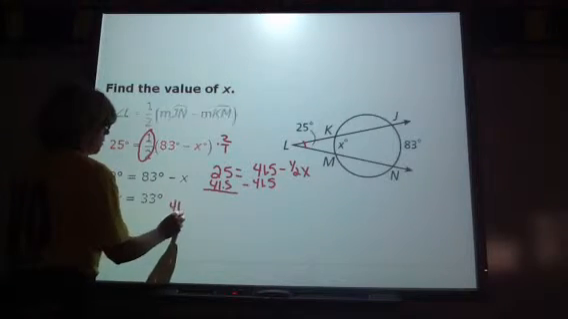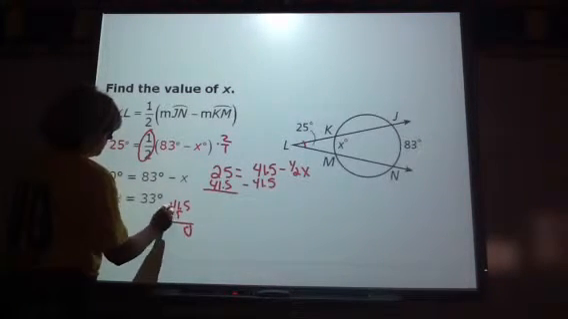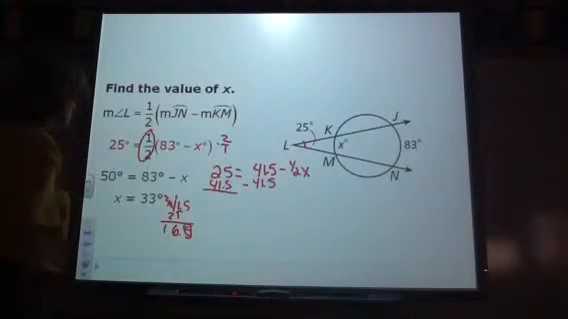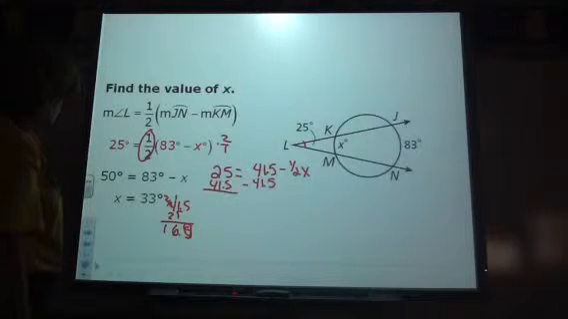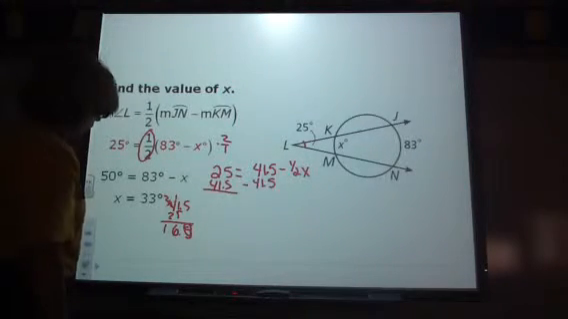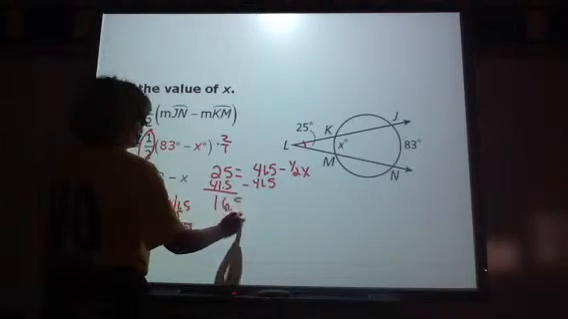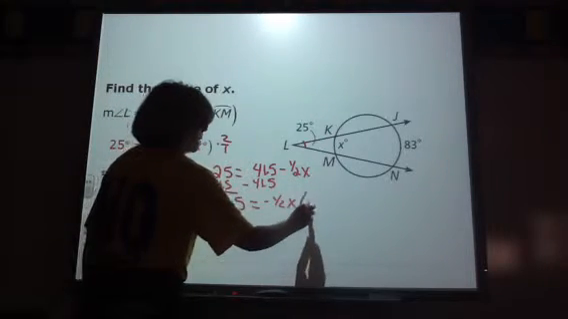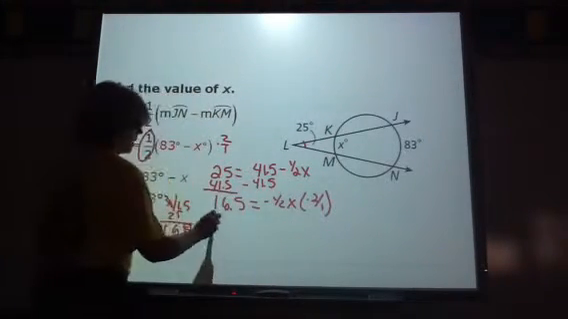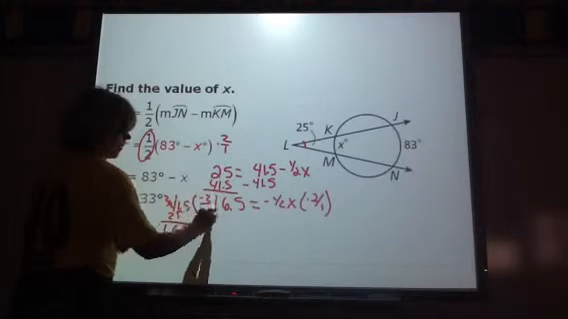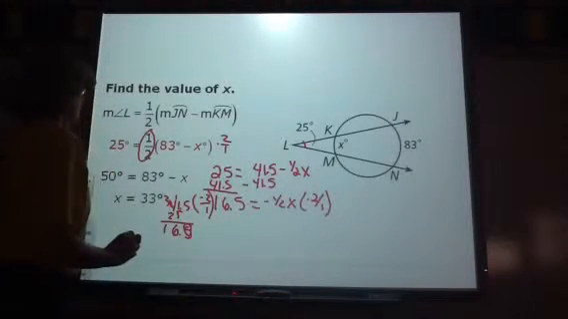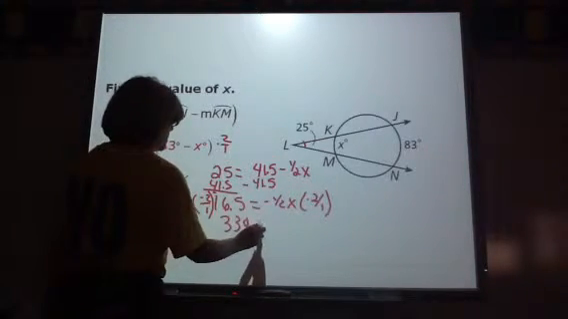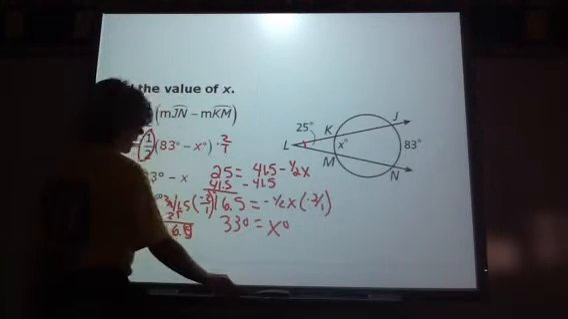So let's see, what is that? 41.5 minus 25. So 16.5 equals a negative 1/2 x. And then we've got to multiply it by its reciprocal, which is negative 2 over 1. So that gives me what? A negative, positive 33 degrees. Yeah, gives me the same thing. Okay?